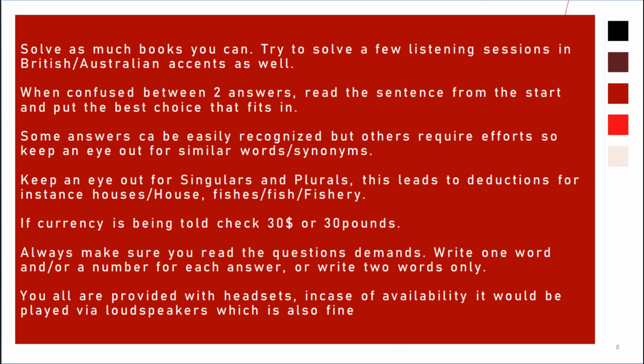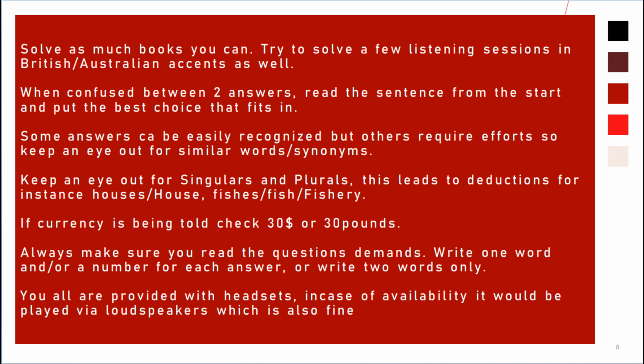Usually, while hearing the audio, you will be able to select a single answer for a question. However, sometimes you get confused with two words for a single blank. Then you read the question from the start till the end and see what fits in better, and then you place the answer. Some answers could be easily recognizable, however, there would be some answers that would be in their other forms, such as the synonyms. So keep an eye out for that as well.